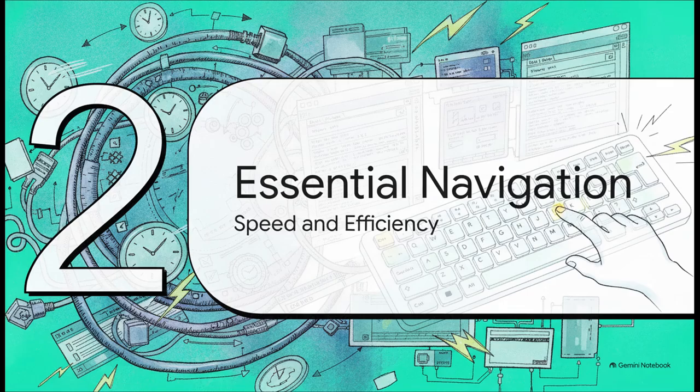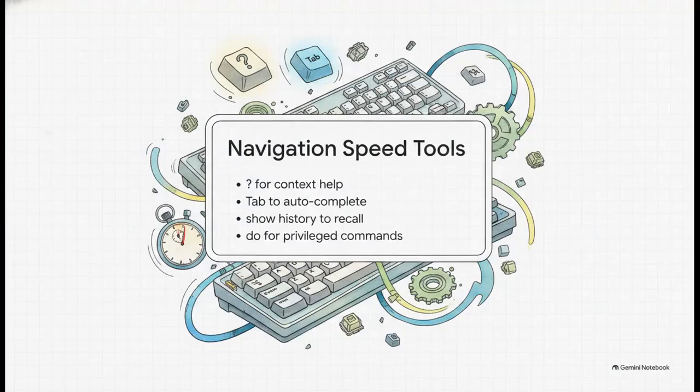Moving right along to Section 2, Essential Navigation Commands. When an outage happens, every single keystroke counts. When the network is down, you literally don't have time to thumb through a manual or Google things. You need speed tools. The crucial point here is leveraging built-in helpers, like the question mark, for instant context-sensitive syntax help. If you're ever stuck, just type a question mark, and iOS lists every valid keyword for you.